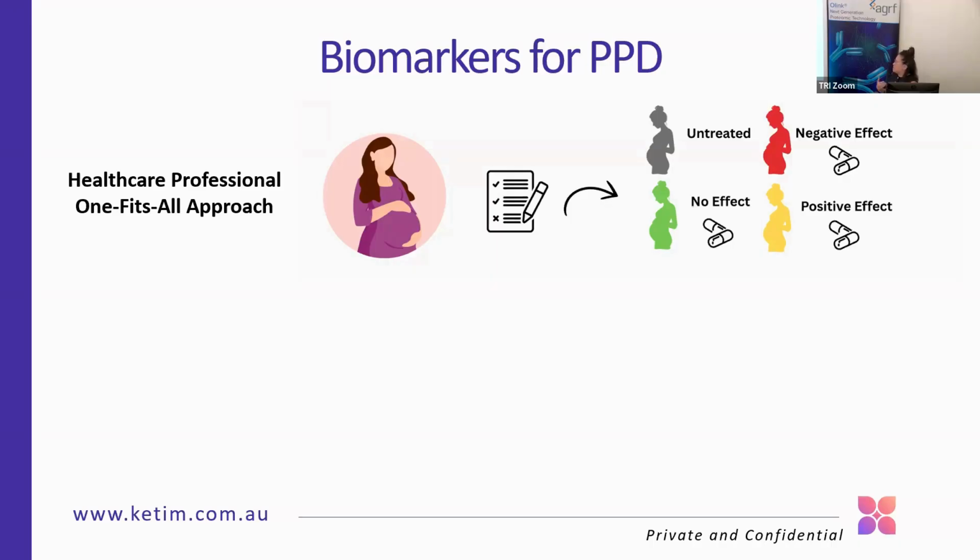And then if you're bad enough, you might be given medication. And this medication, again, would be a one-fits-all approach. So you might be given antidepressants. You might have no effect from it. You might have a negative effect. And you might have a really good and strong positive effect, like I did. But the research shows that even when you're taking antidepressants, about 30% of people, not just moms, but 30% of people on antidepressants will fail to respond even after multiple trials of antidepressants.